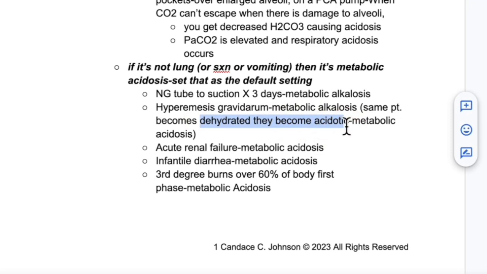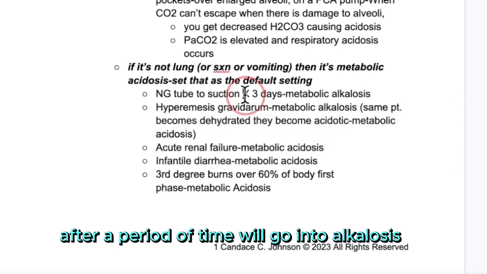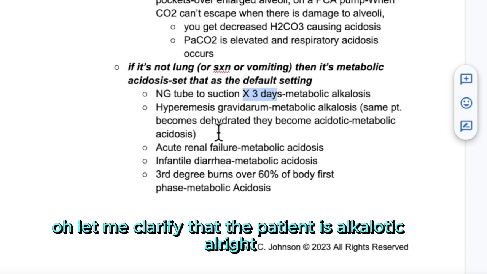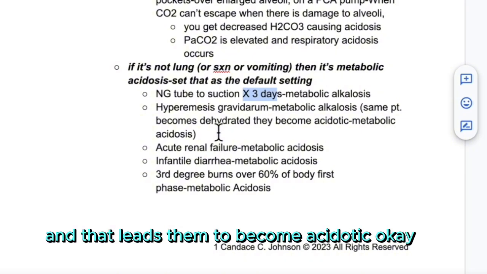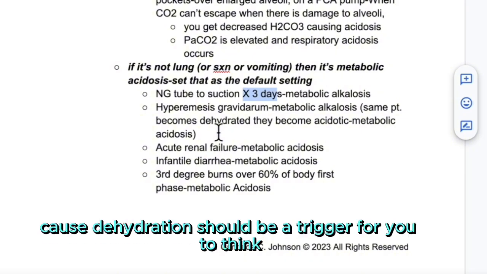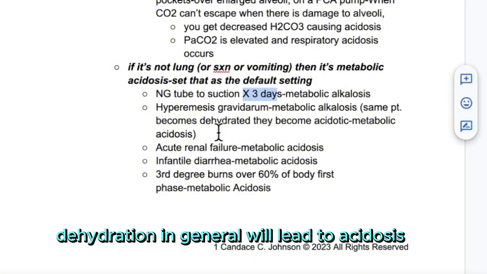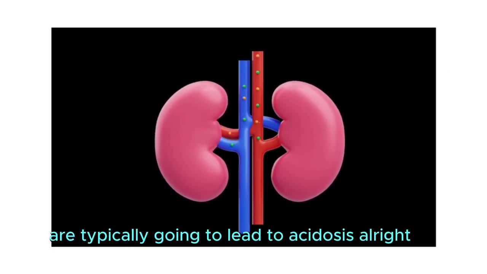Dehydration will cause acidosis originally or at first, but then the patient after a period of time will go into alkalosis. All right, let me clarify that. The patient is alkalotic, but they become dehydrated, and that lends them to become acidotic. Because dehydration should be a trigger for you to think metabolic acidosis. Diarrhea leads to that. Dehydration in general will lead to acidosis. Acute renal failure, any of the renal issues are typically going to lead to acidosis.